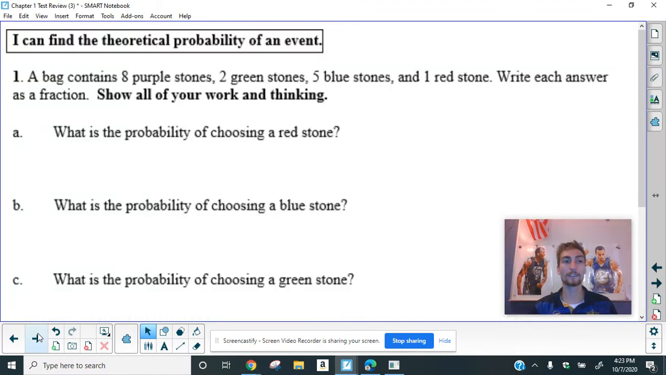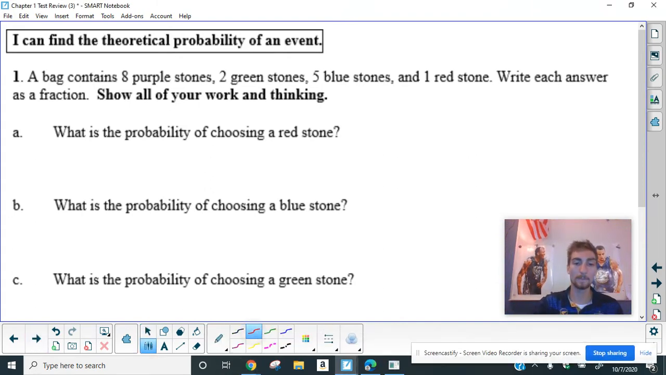All right. So first off, this problem says a bag contains 8 purple stones, 2 green stones, 5 blue stones, and 1 red stone. Write each answer as a fraction. So here we're looking at theoretical probability. So theoretically, if we were to reach into this bag, what are the odds that we would first choose a red stone?